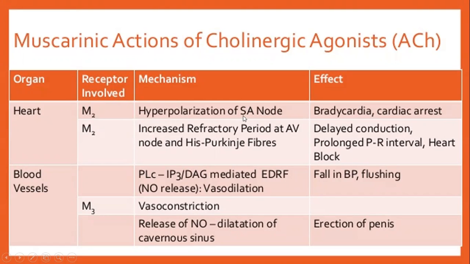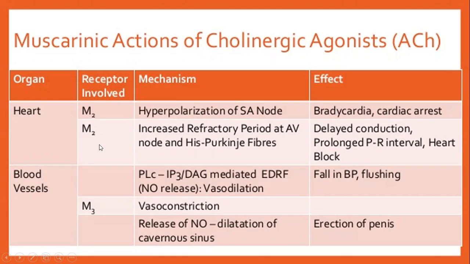What is the SA node? SA node means sinoatrial node. It is a major site where the action potential is produced. As a result of this mechanism, hyperpolarization of the SA node, bradycardia occurs. The force of contraction decreases and cardiac arrest also occurs.